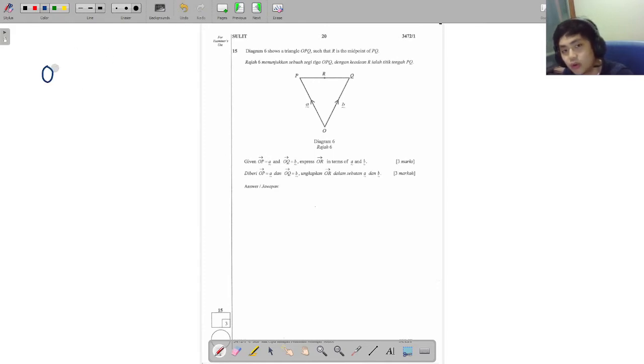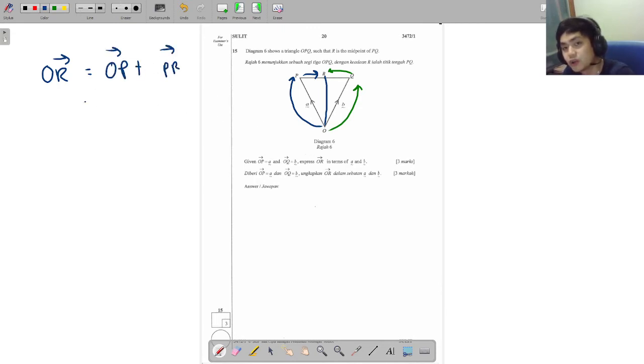So to get from O to R, I can go either in this way or the other way. I'm just going to use the way in blue. So OR is generally OP plus PR. I know what OP is. OP is A, but I don't know what PR is.